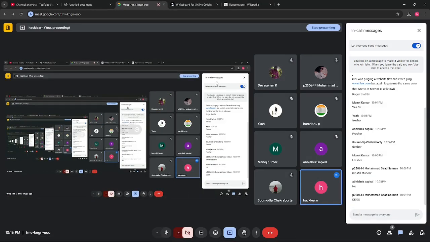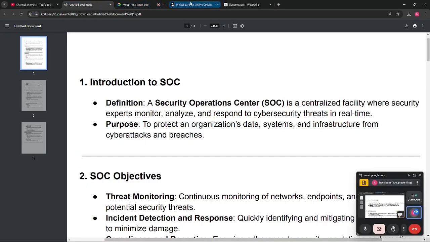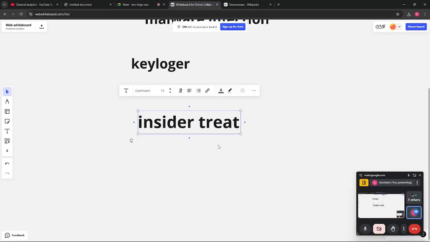So when it comes to insider threat, the employee might download some sensitive file outside the business hours without your authorization, and that may cause a lot of damage.